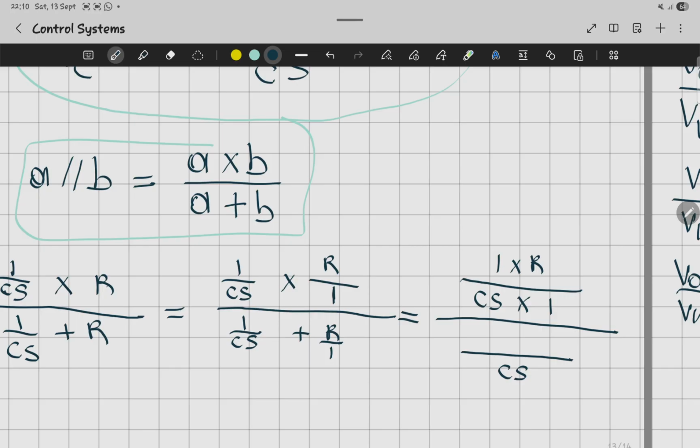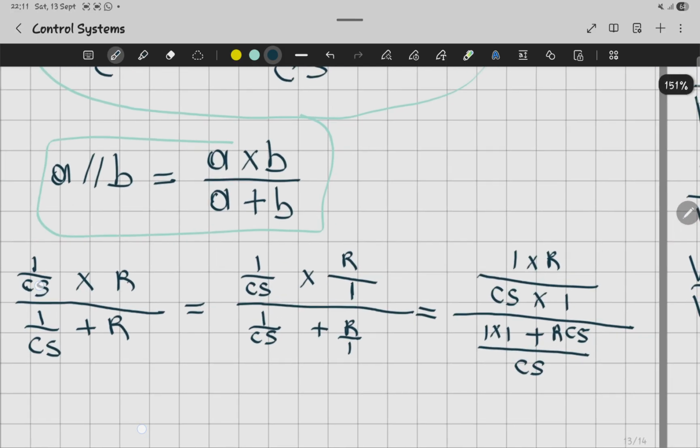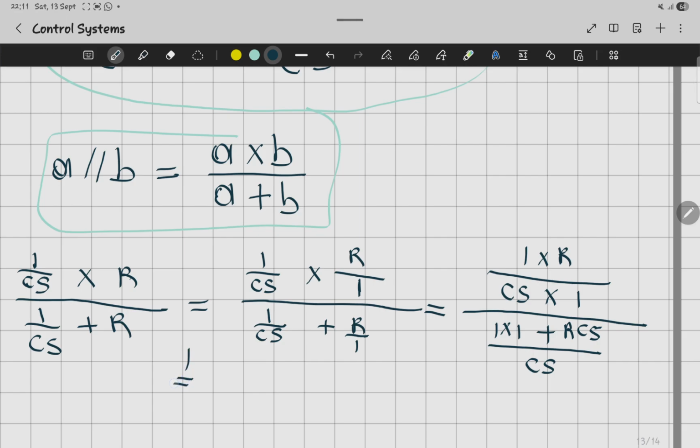CS divided by CS times 1 gives me 1. So we're going to have 1 times 1 plus CS divided by 1 times R, so it's going to give me R CS. Okay, so we can even simplify it, then we're going to go back to this equation. So it's going to be CS times 1, and CS divided by 1 times R. That's what you see here. And then the equation is going to be something like this.